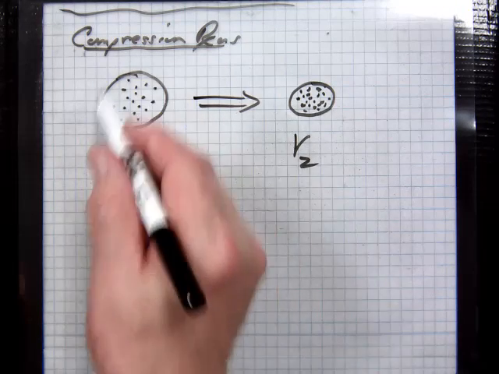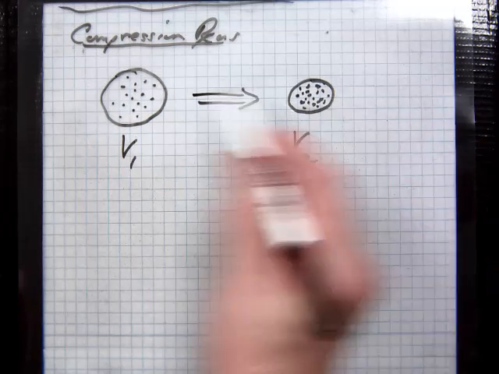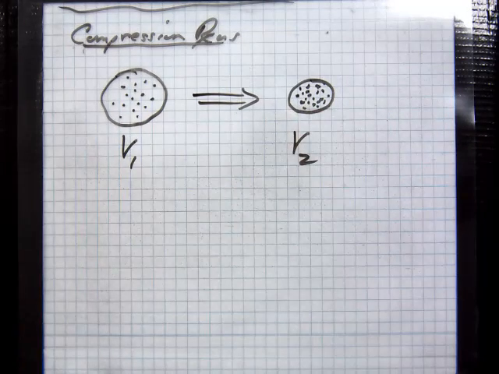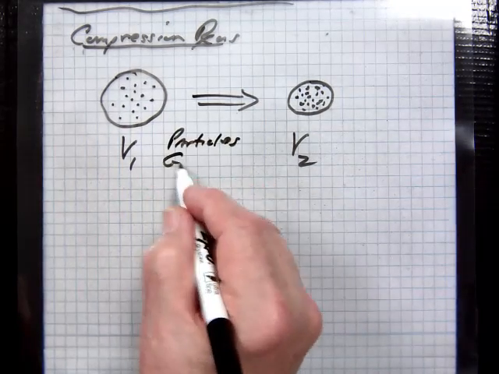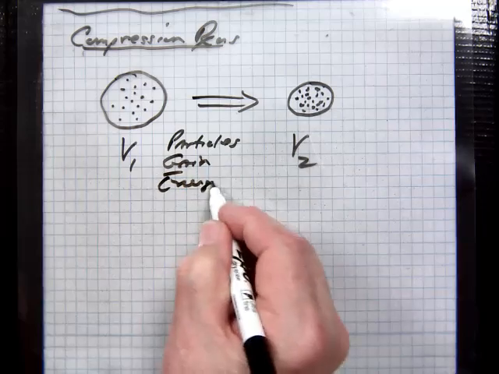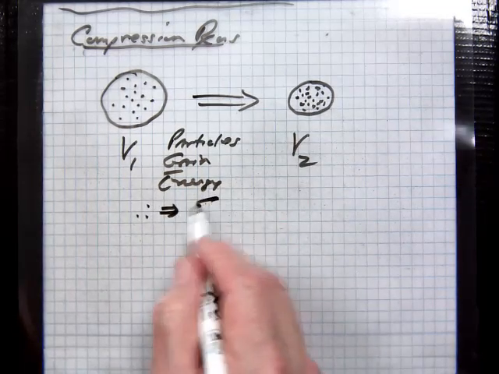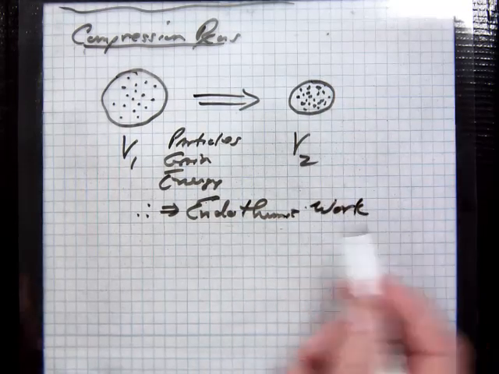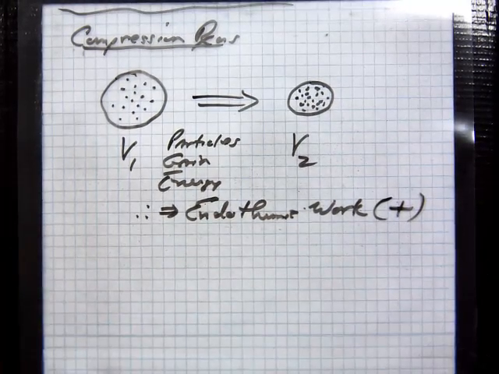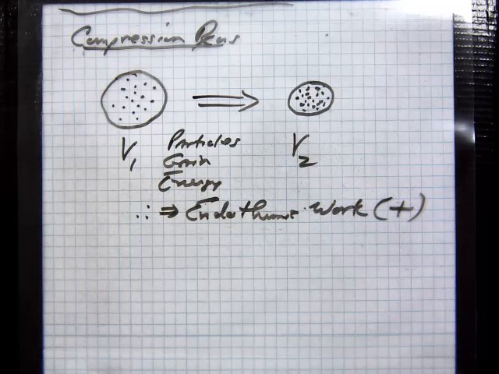So going from this V1 to a smaller volume with a fixed mass in it, the particles are going to gain energy. And therefore, endothermic work occurs, or a plus. So that's why on a compression reaction, you have to put a plus once you determine it. That's the nitrogen, hydrogen to ammonia. You went to a smaller volume. So it's like squeezing the balloon. You have to put a plus in there because the particles are pushing back on your hands.